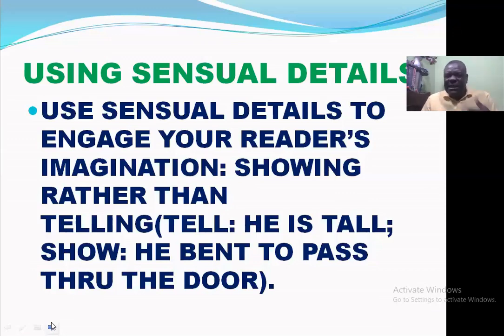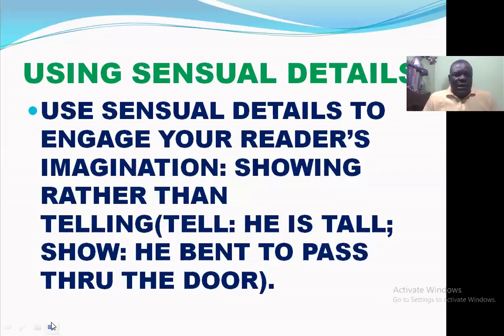So you are using words that appeal to the senses, the sense of vision, people can see it, the sense of sound. You show exactly the things that people can hear, and a whole lot of other things that appeal to their senses. So you use sensual details, and at this stage, you begin to create the various scenes of your story. And you create dialogue too, and you can infuse some sensual details even in your dialogue.